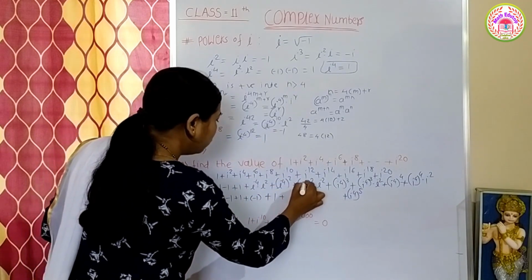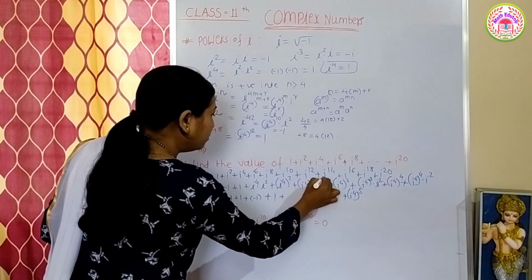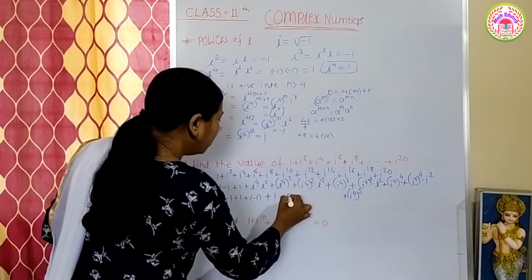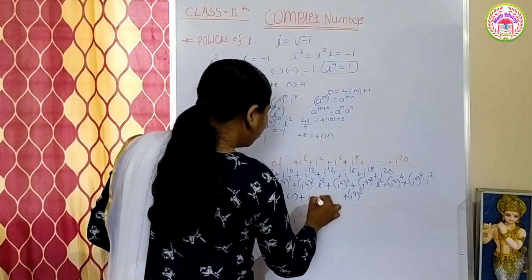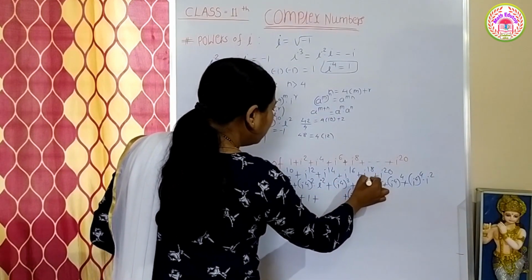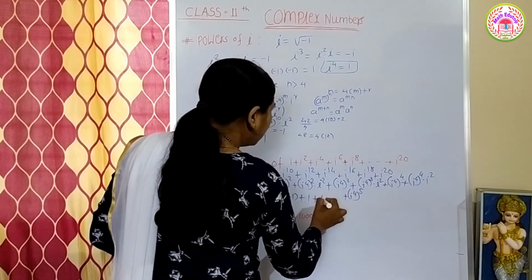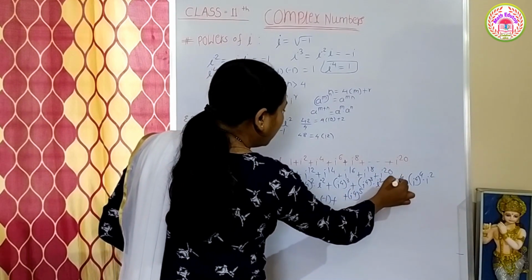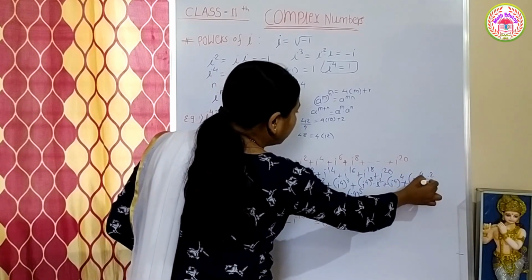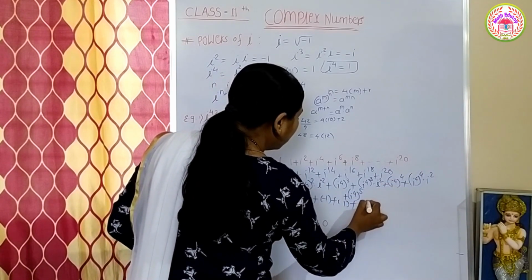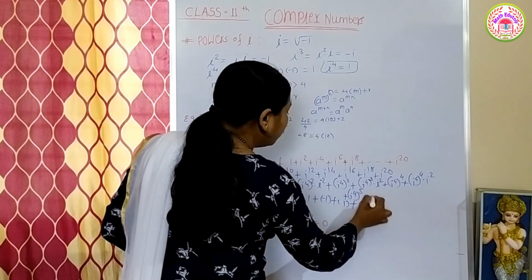Then next i^4 is 1, 1 raised to 2 is 1, but here it is i raised to the power 2, so what will it be? -1. Then next i^4 is 1, 1 raised to 1. Next i^4 raised to 3 is 1, but here i^2 is there, then this is -1. Next here i^4 raised to 4, that is 1. Next this i^4 raised to 4, but here it is i^2, that is -1. Next i^4 is 1, raised to 5 is 1.